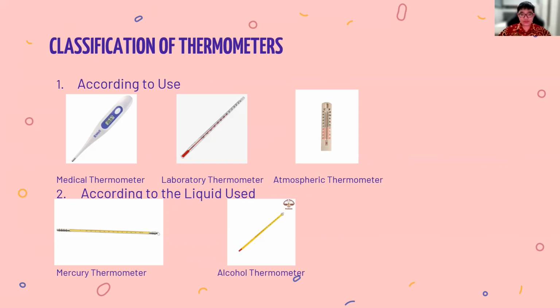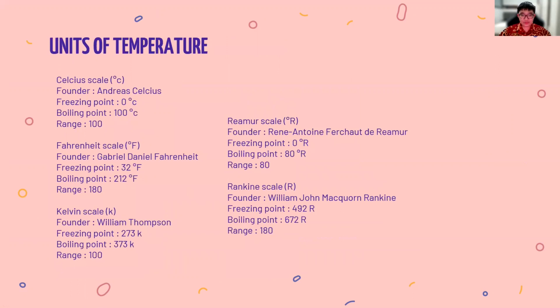Then for the second one, we have according to the liquid used. For this classification, we have two kinds. The first one is the mercury thermometer, which uses mercury, and the second one is the alcohol thermometer, which uses alcohol in it. For the units of temperature, there are 5 kinds of units.